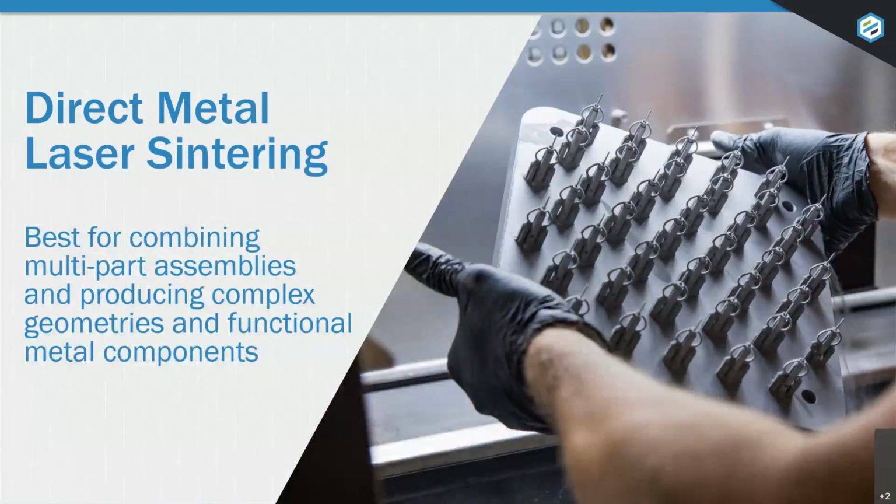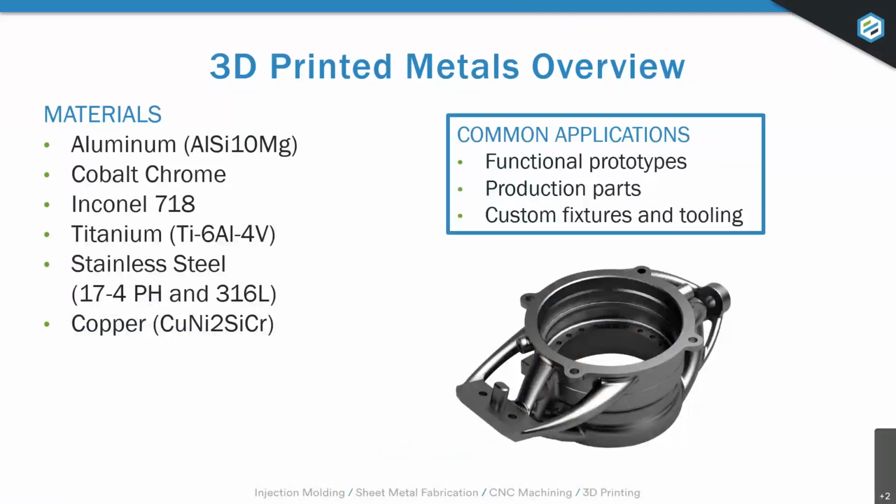Direct metal laser sintering is best for combining multi-part assemblies and producing complex geometries and functional metal components. On the left is a list of our material offerings in metal. Common applications of DMLS are medical device prototypes and production parts, as well as custom fixtures and tooling.